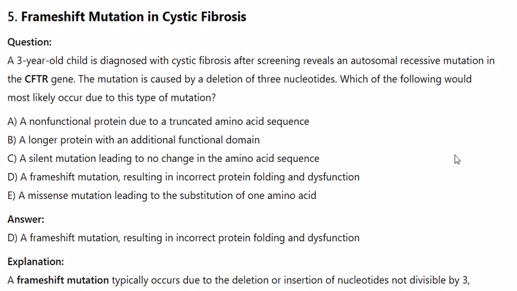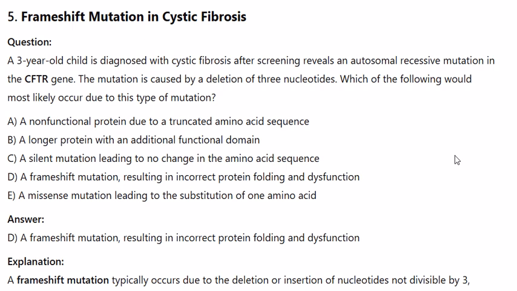Question: a 3-year-old child is diagnosed with cystic fibrosis after screening reveals an autosomal recessive mutation in the CFTR gene. The mutation is caused by a deletion of 3 nucleotides. Which of the following would most likely occur due to this type of mutation? A. A non-functional protein due to a truncated amino acid sequence. B. A longer protein with an additional functional domain.